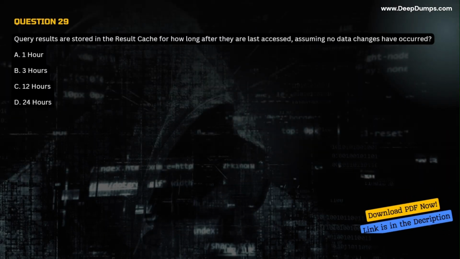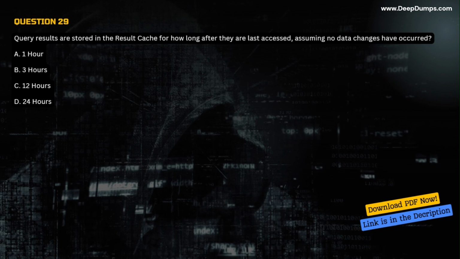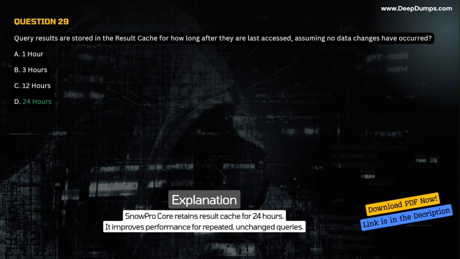Question 29. Query results are stored in the result cache for how long after they are last accessed, assuming no data changes have occurred? A. 1 hour. B. 3 hours. C. 12 hours. D. 24 hours. Correct answer D. 24 hours. Explanation: Snowflake retains result cache for 24 hours. It improves performance for repeated, unchanged queries.